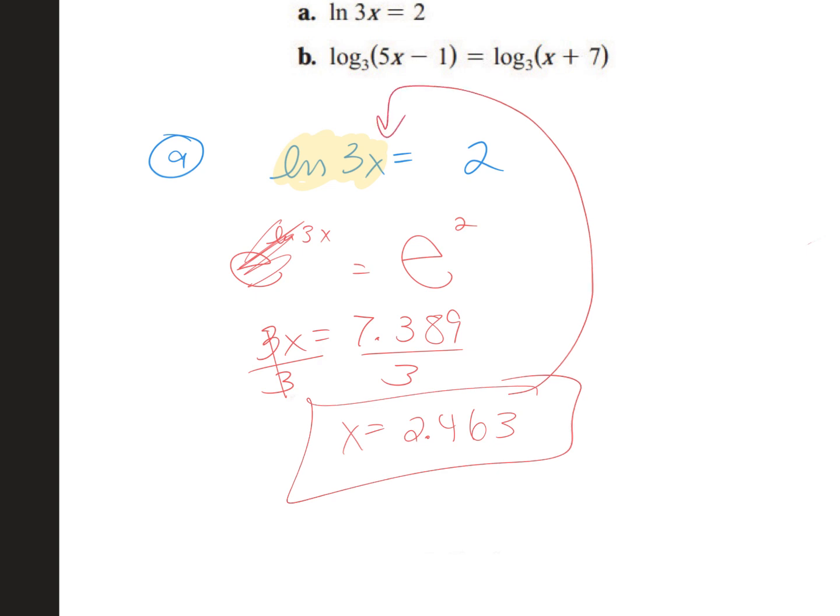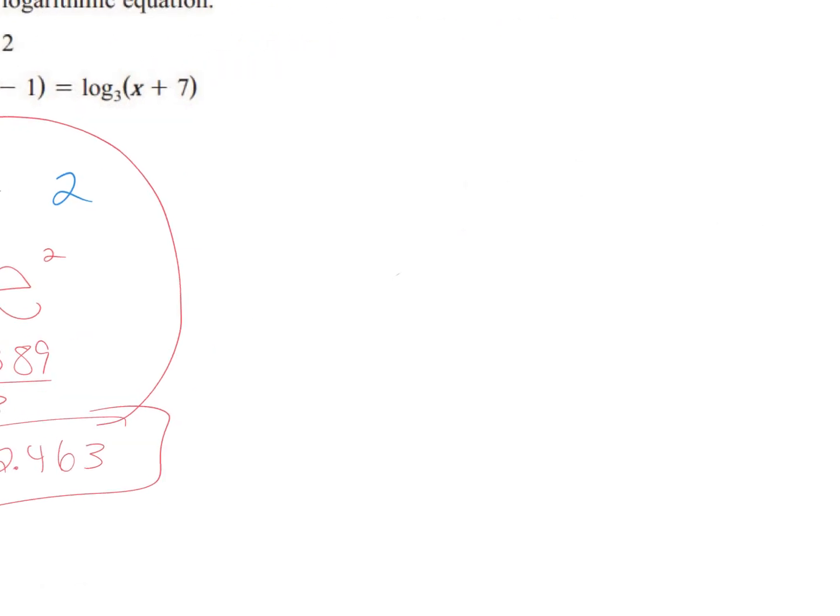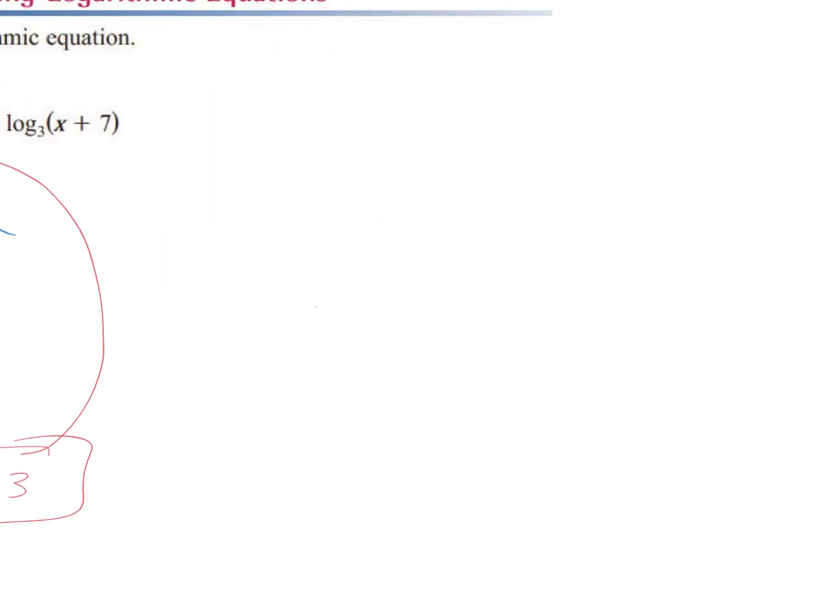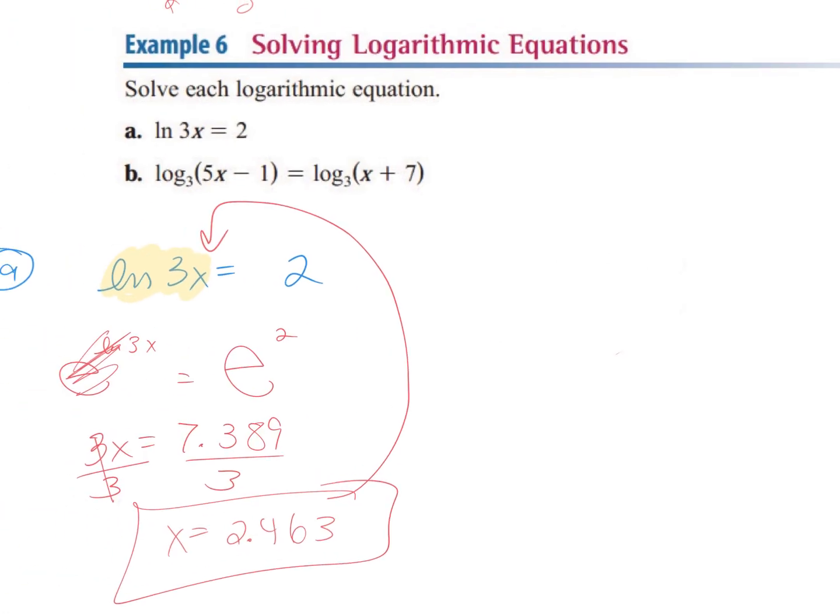Now, you can absolutely check this. 1,000% you can check this. In your calculator, you hit ln, and then you have 3 times 2.463. And you hit enter, and what do you get? 1.99999. Pretty darn close to 2. That make sense? All right, one more, and then we're going to be done for today.